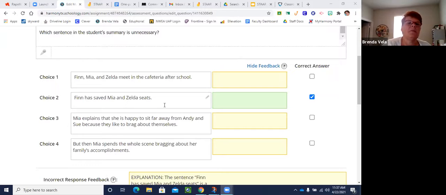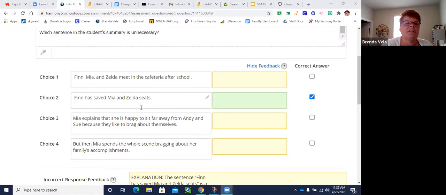Is Finn saved Maya and Zelda's seats, is that part of a plot diagram? Even if you didn't say the rising action, if you said it was the climax, or you said that it was an event in the story, and it is an event, an important one, okay? If you said that it was part of the conflict, those are all parts that a plot has to have, that a story has to have.